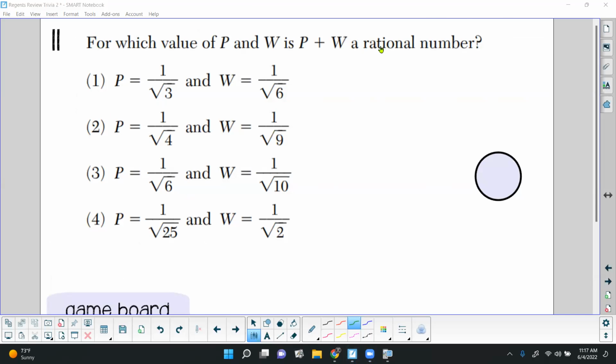Here's another vocab question for you. For which value, if you add P and W together, for which one would you get a rational number, right? A rational number is a number that can be written as a ratio, a number that can be written as a fraction without a square root sign in it. So start thinking.